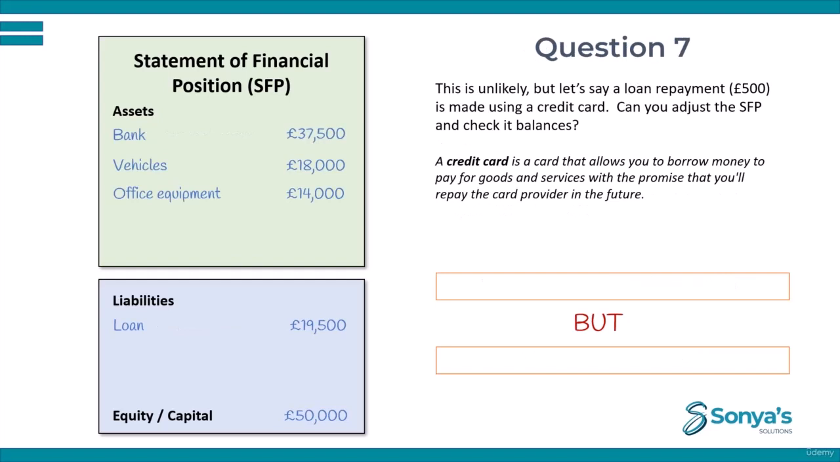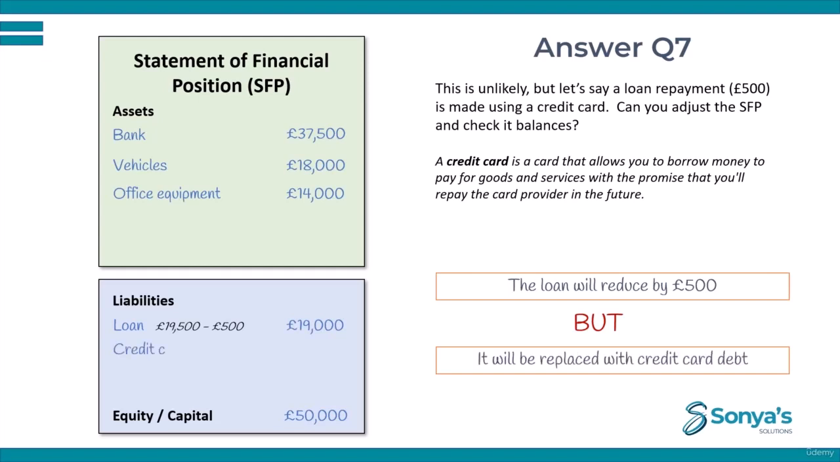Get ready to pause the video to give yourself time to read and answer the question. In this example, the change is in the liabilities section. The loan repayment will reduce the amount owed by £500, but it is replaced with credit card debt. The balance between assets and liabilities is still maintained.